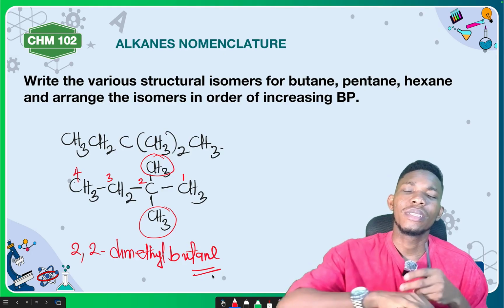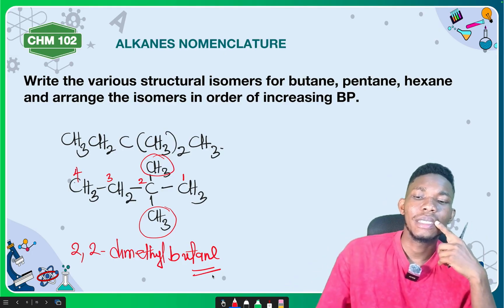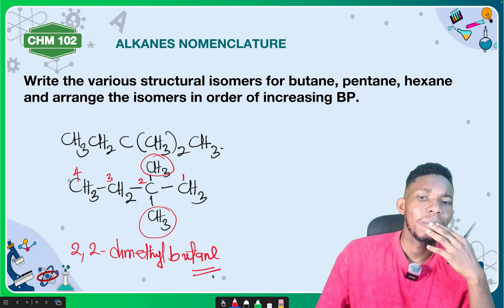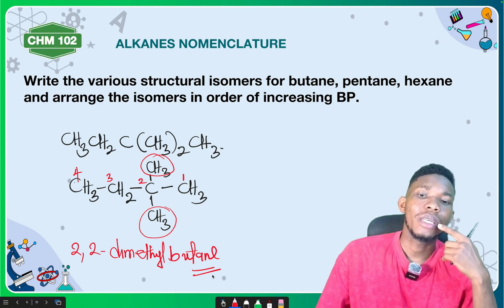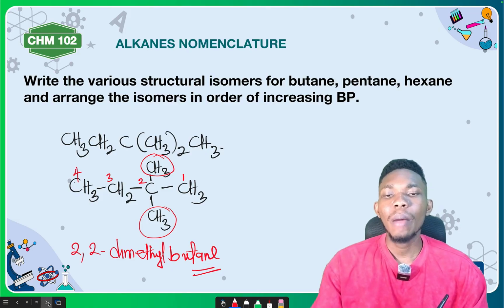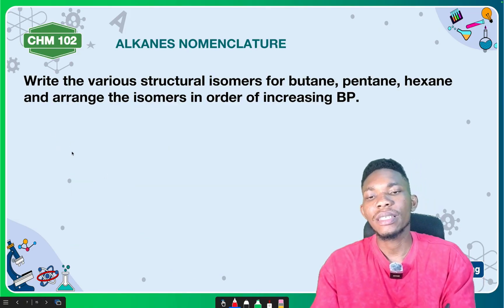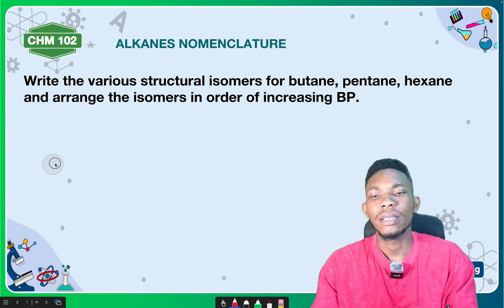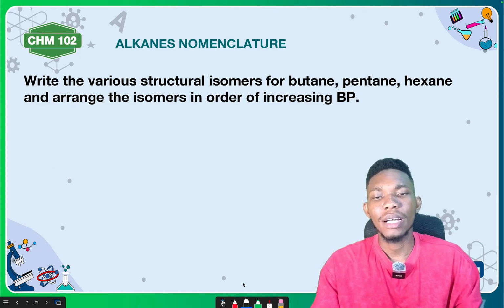So the name of this compound is 2,2-dimethylbutane. Is that understood? It's a very simple thing to look at. Do you get the idea now? So that is how to go about a question like this. Is that okay? So now, how about if you have multiple substituents? For instance, if you have something like this, let me just give you one structure.